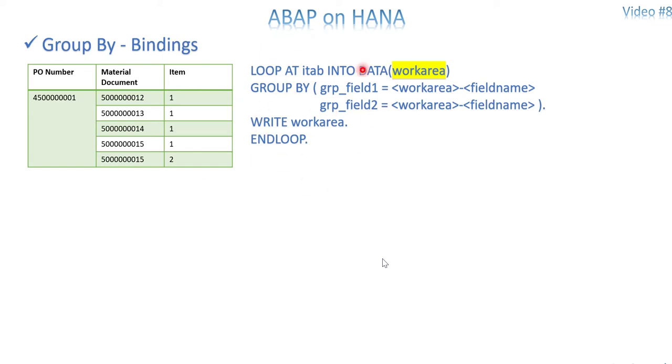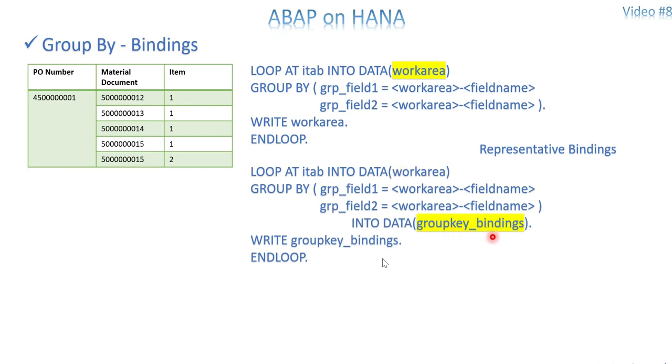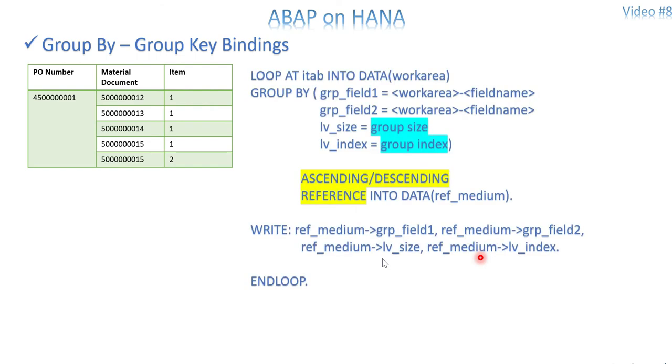This is the normal syntax we saw in the previous slide, called representative bindings. Now I'm going to use group key binding. So what is group key binding? It is one more additional step after group by: I use into data, some other work area, again declared on the fly. If you use group key bindings, from this you are able to get the size as well as the index of your group. Let's see a little further. This is called group key bindings, and most scenarios are covered by group key bindings. Next, the group key binding syntax would be like this.